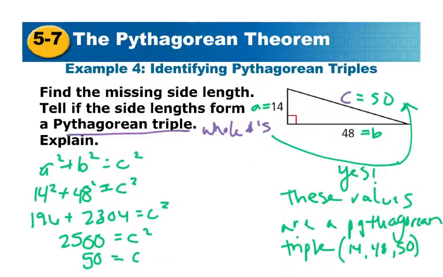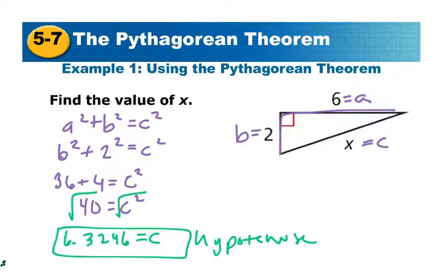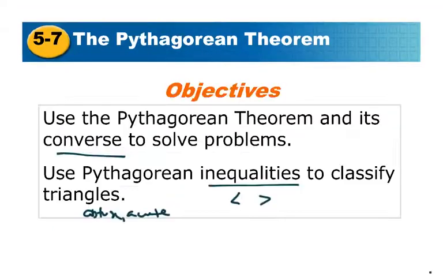Alright, so that is our 5.7 notes. Kind of a lot to go through, but I know that you have seen the Pythagorean Theorem, so just understanding how to use it, and then know what a Pythagorean triple is, your whole numbers, and then also that inequality to find out if something is greater than to be obtuse or less than in the Pythagorean Theorem to be acute.